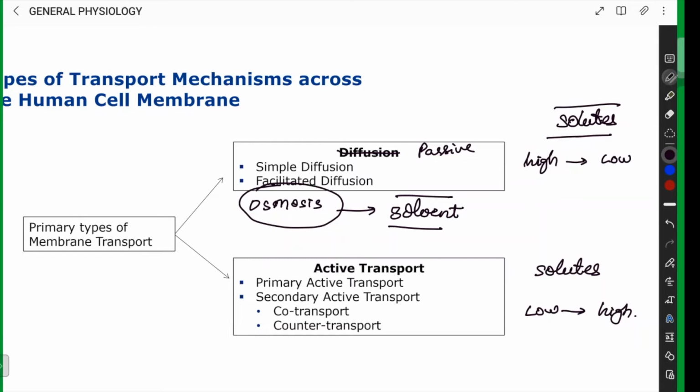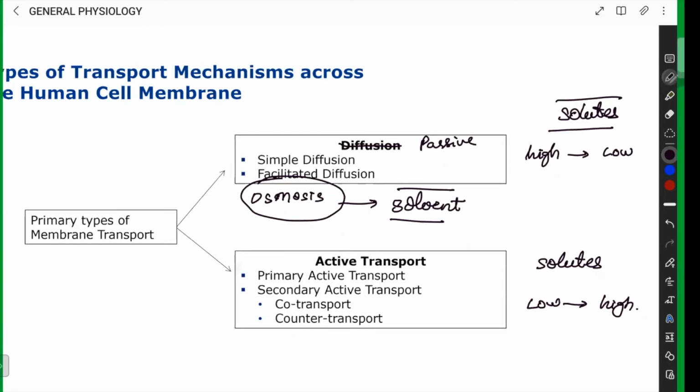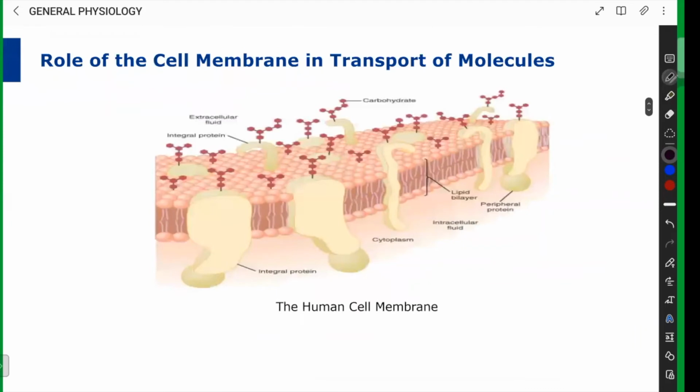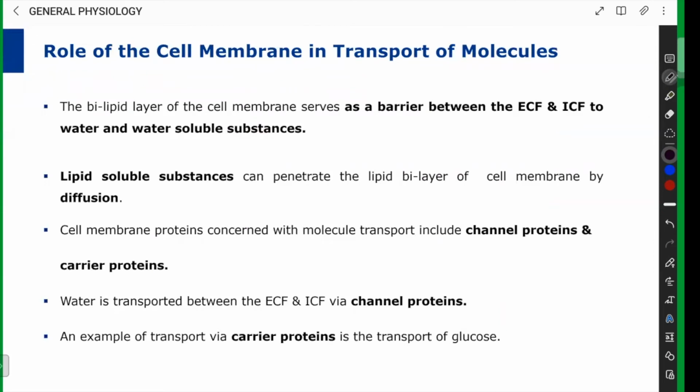Now moving towards the first one, your cell membrane. Your cell membrane plays an important role in the transportation of molecules. The bilayer of your cell membrane serves as a barrier between your extracellular fluid and your intracellular fluid. So lipid soluble substances are going to penetrate the lipid bilayer of the cell membrane by diffusion. That is your simple diffusion. All the lipid soluble substances are going to penetrate your phospholipids and enter.